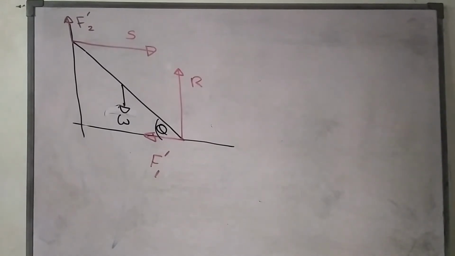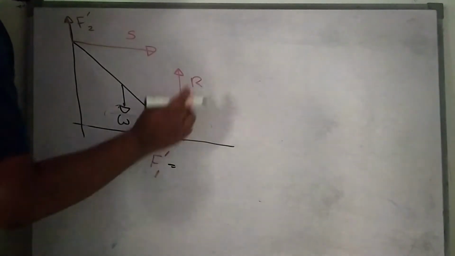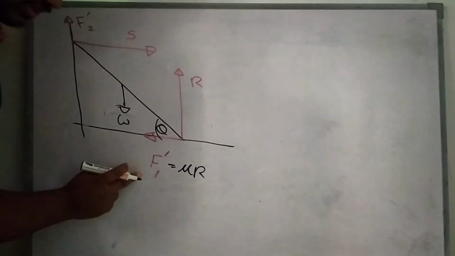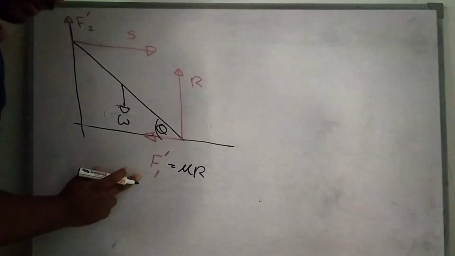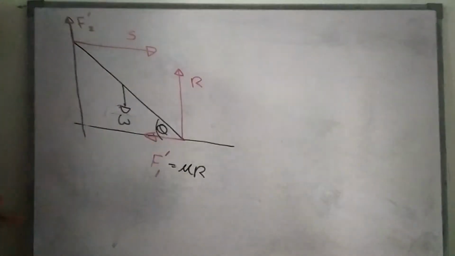Okay, the first thing is you just need to draw a diagram, including all forces. And the next thing is a simplification method. So we'll see how to simplify this using these forces. Here this F dash can be written as mu R, because friction equals mu and R.